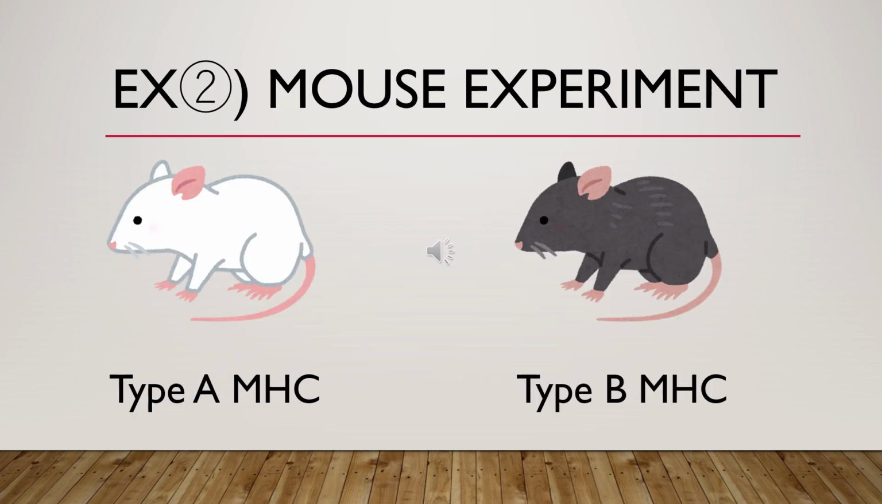Let's look at another example. In experiments, scientists use mice with different MHC types. One mouse has type A MHC and another has type B MHC. These MHC types act like unique identity tags for each mouse's immune system.